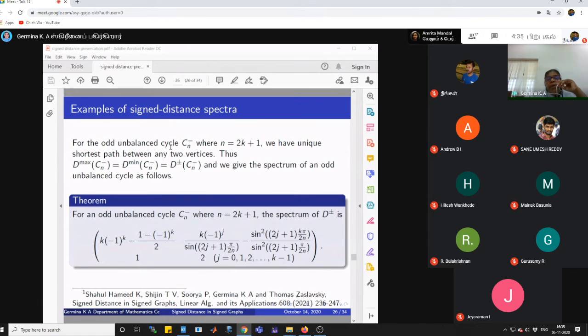For the odd unbalanced cycle C_n minus, the result is interesting. That is, when n equal to 2k plus 1, we have a unique shortest path between any two vertices. Therefore, D max of C_n minus will be equal to D min of C_n minus, which will be equal to D plus or minus of C_n minus. And we give the spectrum of an odd unbalanced cycle as k times minus 1 the whole power k minus 1, minus minus 1 raised to k by 2.